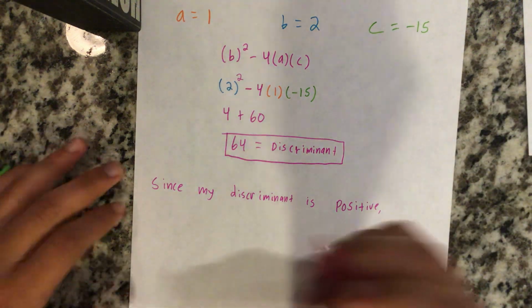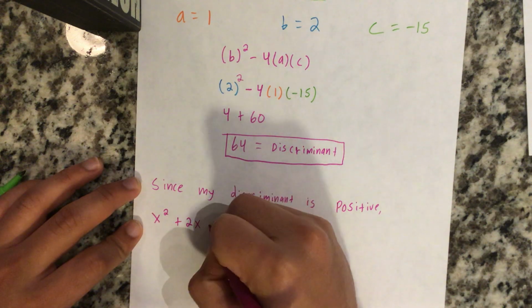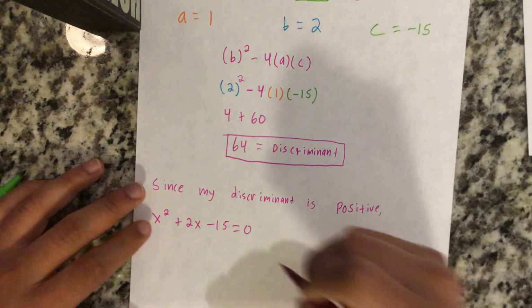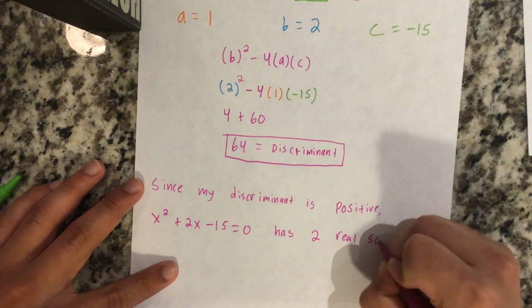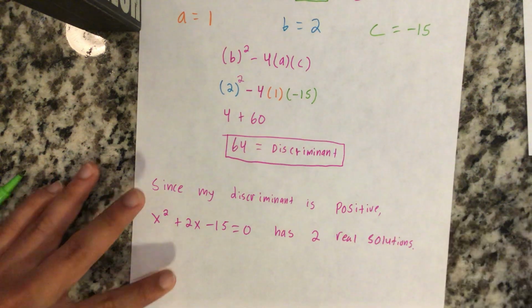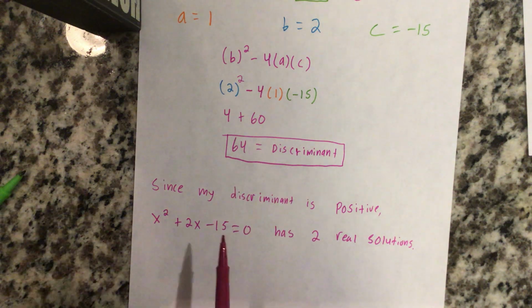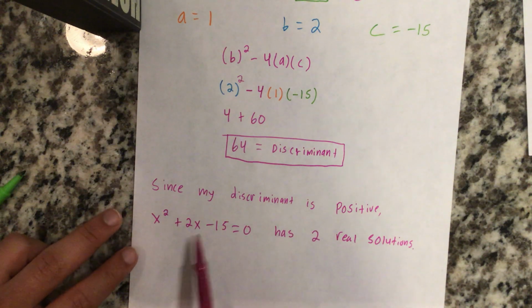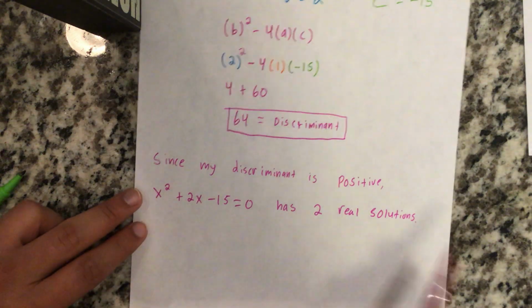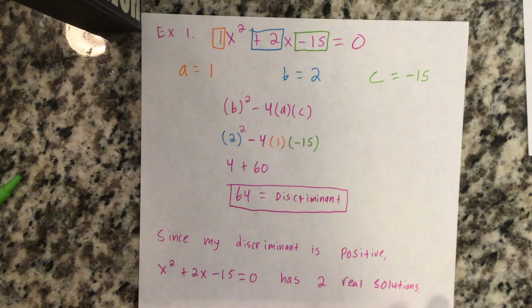okay, that means that x squared plus 2x minus 15 equals 0 has 2 real solutions. Okay? Since my discriminant is a positive 64, it's a positive number. Oh, sorry. Since my discriminant is positive, that means this equation, right? This quadratic equation has 2 real solutions. And that's it. We're done. Example 1's done. That's all you got to do with the discriminant. Okay? So, hope y'all got that one. Let's try another one. We're going to do 2 more examples.